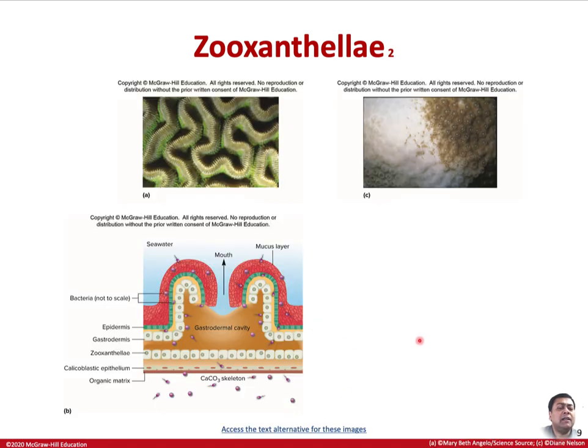So let's take a look at how this works. Here we are looking at a typical rose coral, and this is green in color due to the abundant zooxanthellae within the tissue. And the corals provide an extensive habitat for bacterial growth as well as zooxanthellae growth. And here we are seeing the bleaching of the coral.